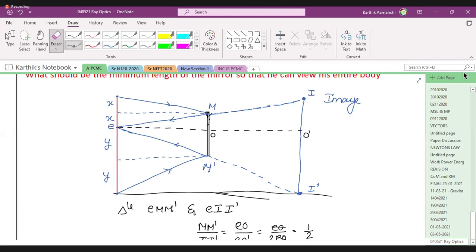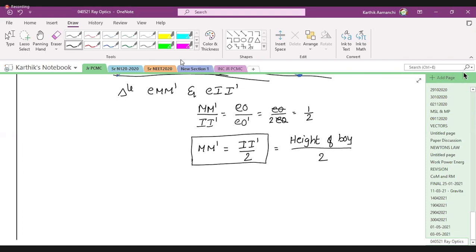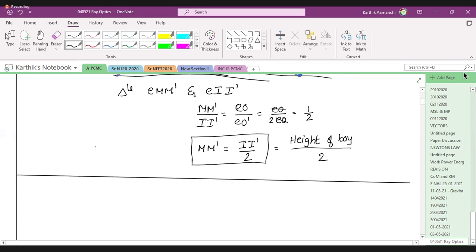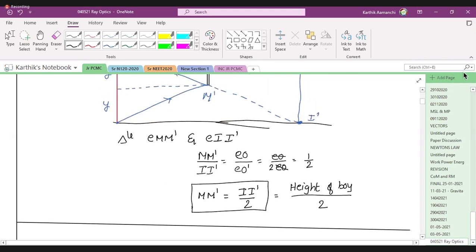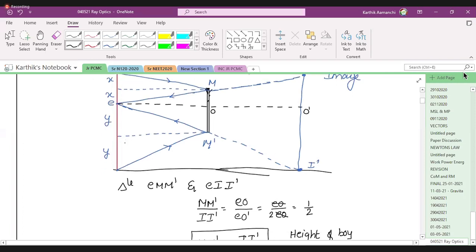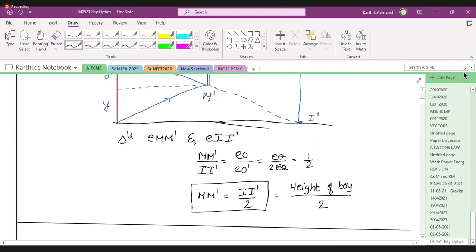I will always tell you the difficult method. The easiest method you have to check. This is also not a difficult method. Basic trigonometry, geometry. See, there is trigonometry and geometry, nothing else. Clear?